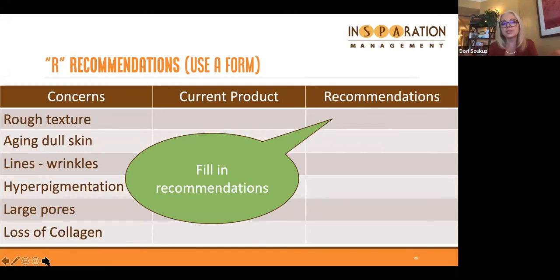Like, for example, just this form alone. So let's say the people told you the concerns that they have. You find out what current products they have. You're going to assess them, see whether they're working or not. And then you're going to make the recommendations as to which products will be ideal for them to actually address these concerns.